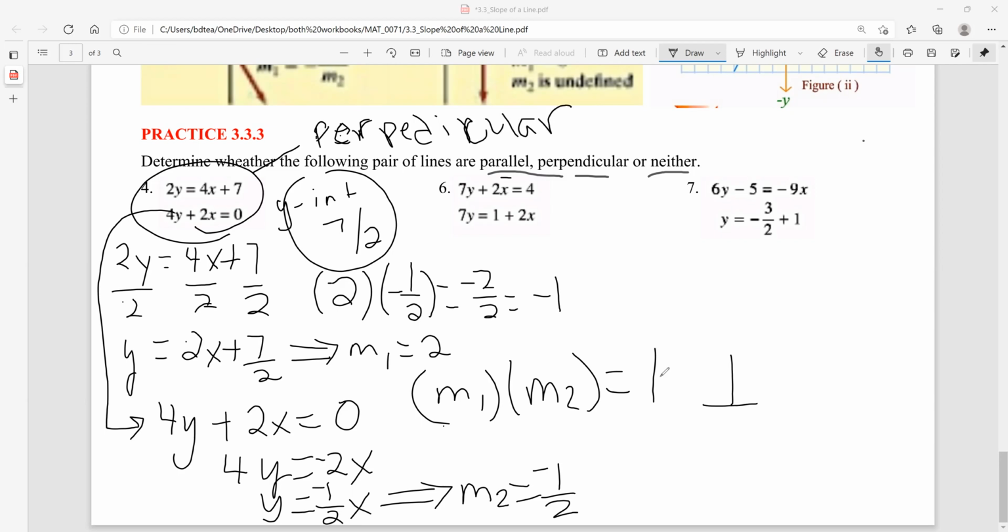Perpendicular. Okay, so again, in order to determine whether lines are parallel, perpendicular, or neither, you're looking at the slope. The slope of the first line is 2. The slope of the second line is -1/2. You multiply them together. Multiply the two slopes together, you equal -1. And when you multiply them together and get -1, these lines are perpendicular.